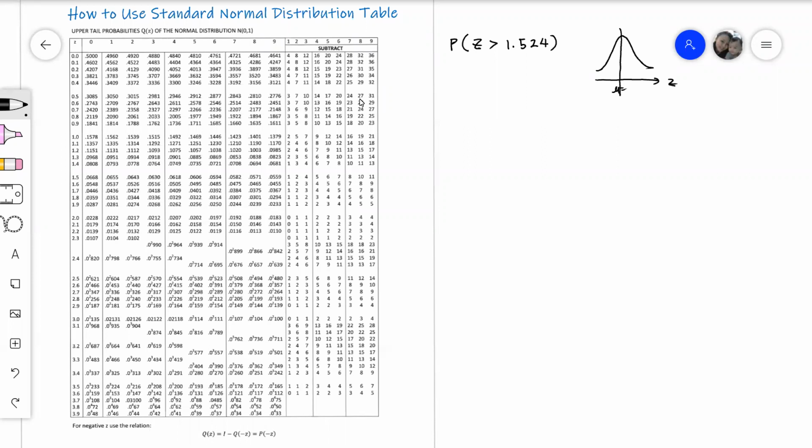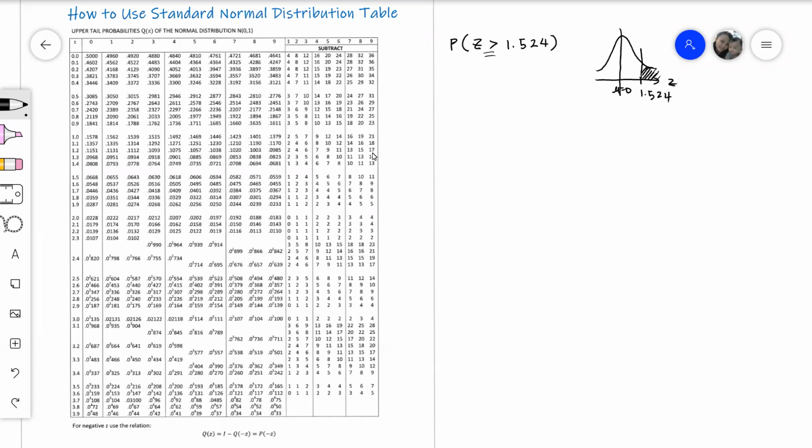So this is mean equals 0. The Z score 1.524 is over here. What we want is a probability greater than, which means we want to shade the area on the right side of 1.524. In the first video clip, I already mentioned that the standard normal distribution table we are using gives us the area on the upper tail. So in this case, we want to find the area on the upper tail.